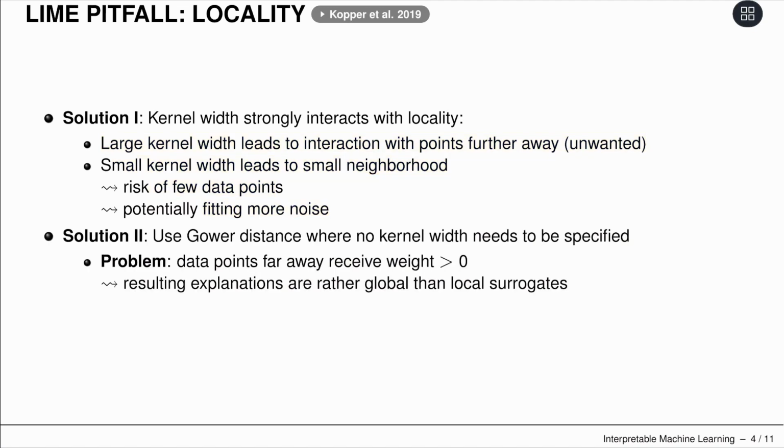Solution two, use the Gower distance, where no kernel width needs to be specified. Problem: data points far away receive a weight larger than 0. That means that we still have a rather global surrogate because it's not ignoring everything from your sampled points, right? We have to be careful again with how we sample.